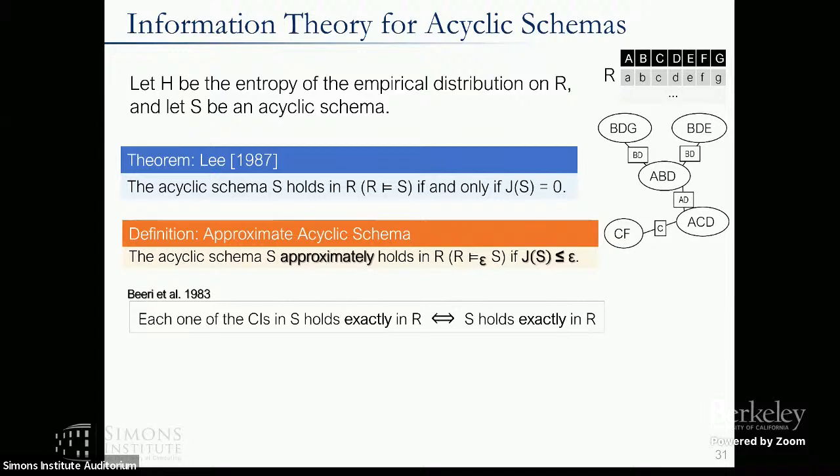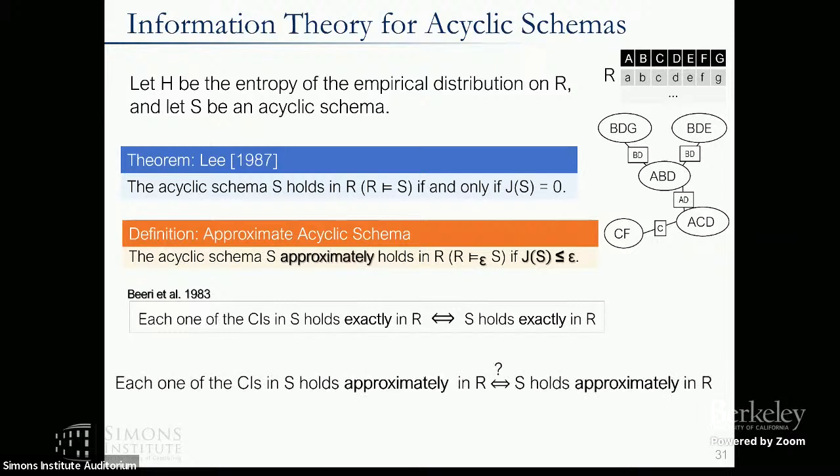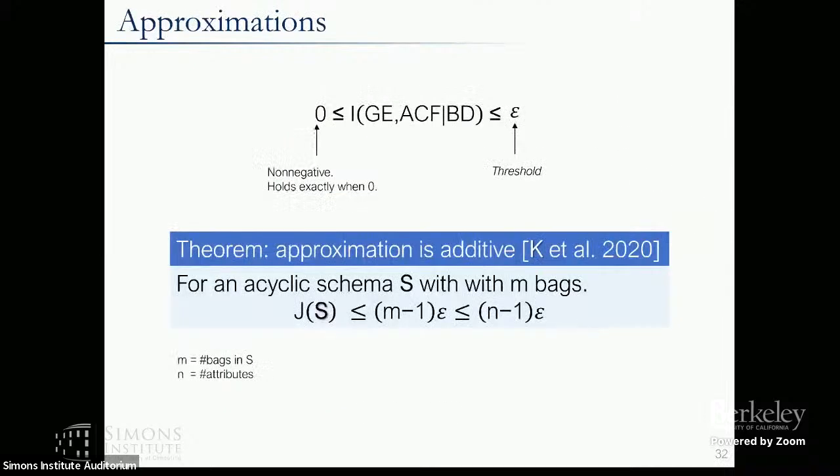So we know that if each one of the conditional independencies holds in the distribution, then we can say that the schema holds exactly in R. But what about the approximate case? Does this still hold? If each one of these conditional independencies holds only approximately, what can we say about the extent to which the schema holds in R, or that this decomposition really fits this distribution? So the answer is yes. It is slightly more subtle though than in the exact case.